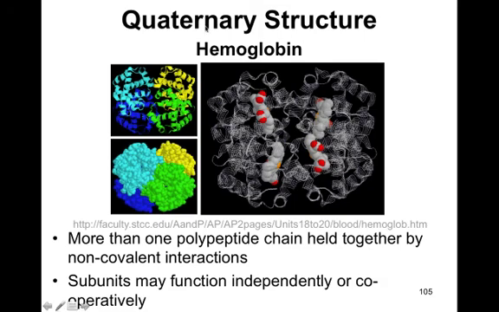Lastly, what is a quaternary structure? A quaternary structure is when you have more than one polypeptide chain held together by non-covalent interactions. The example that you see in this picture is that of hemoglobin. Hemoglobin is a protein that has quaternary structure. Not all proteins need to have quaternary structure. Some proteins that are really big do have quaternary structure.